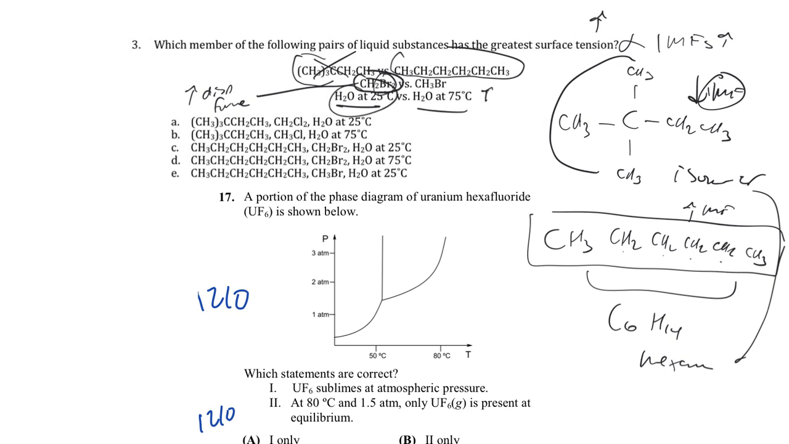So the lower temperature water, think about how hard it would be to break the surface of water if it was frozen. If we go all the way frozen, it's really hard to break the surface of water compared to the liquid. So going to a lower temperature is going to strengthen that surface. And so it should be the straight chain, CH2Br2, water at the lower temperature.